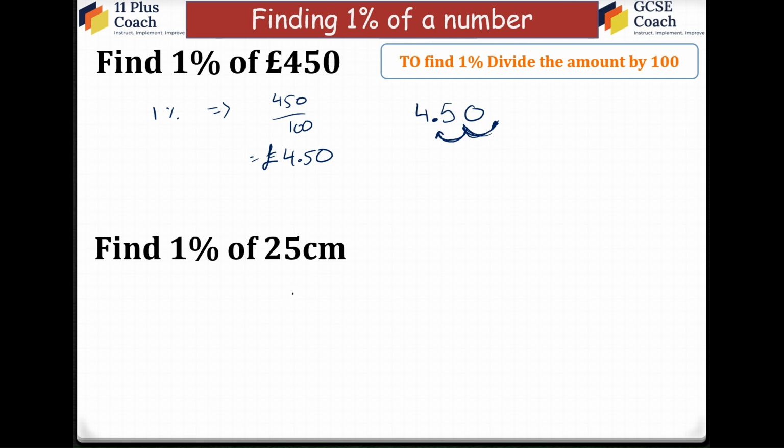Hopefully you've tried this question. So I'm finding 1% of 25 centimeters. Remember, to find 1%, you divide the amount by 100. So I get the 25, I divide it by 100.